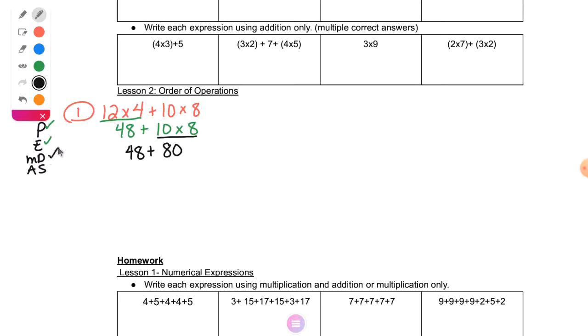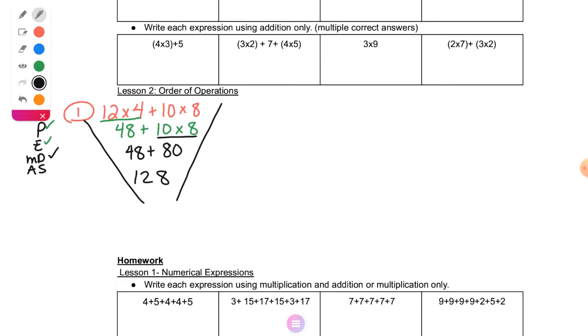Got all my multiplication and division done. I'm only down to 1 problem, but what is my rule for add and subtract? Augie? What's my rule for add and subtract? Lexi, help him out. From left to right. Okay, 48 plus 80. If you need to, go out to the side and do the math. But 8 plus 0 is 8. What's 8 plus 4? 12. So our answer is 128. And again, our work should look like a nice, neat, upside down triangle.